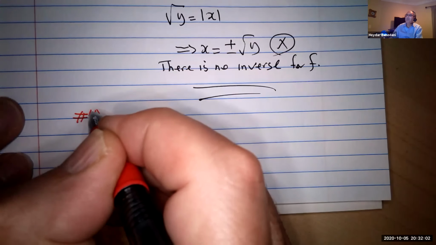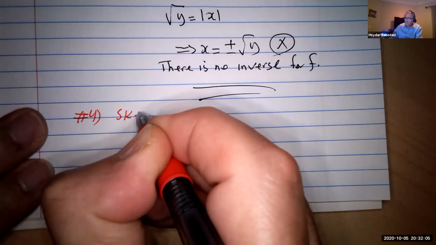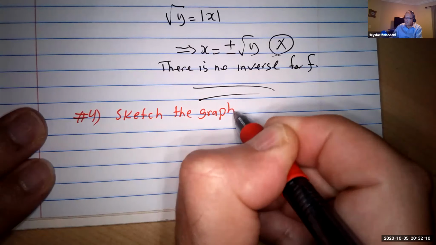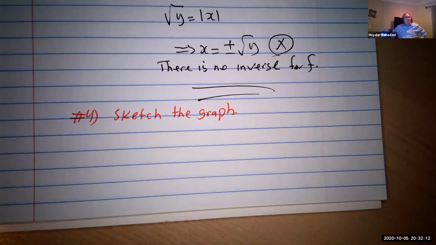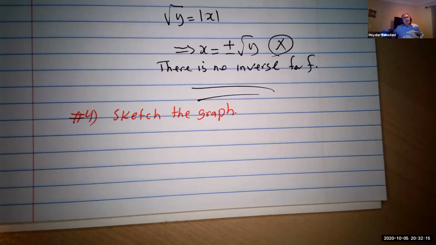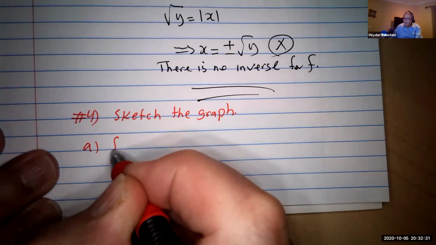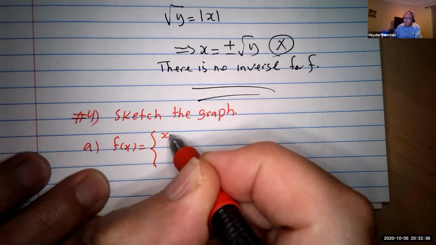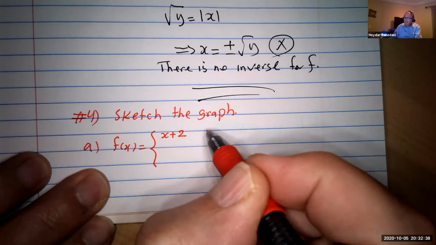Number 4, we want to sketch the graph of this piecewise defined function. Remember, the piecewise is two pieces or 3 pieces. If you can connect them together, it's one case. We say it's continuous. If they are going to be separated pieces, it's going to be discontinuous. So you have to find out which one is it. So let's take the first one. f of x is equal to x plus 2 with the restriction that x is less than -1.